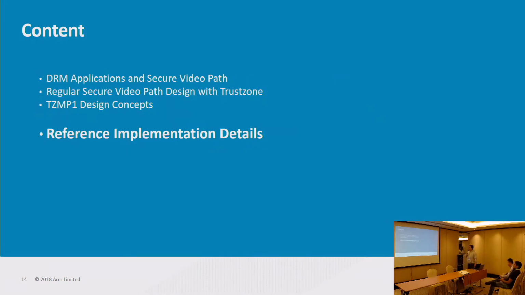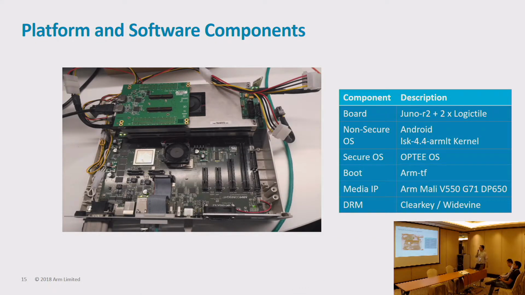So here comes the reference implementation. The left side is our hardware. It's a Juno with 2 logic tiles. And we take Android and a 4.4 kernel as the non-secure OS. The secure OS is OP-TEE OS. And other things such as bootloader, ARM TF, and media IPs are running in the logic tile. The logic tile here is for holding the media IP.